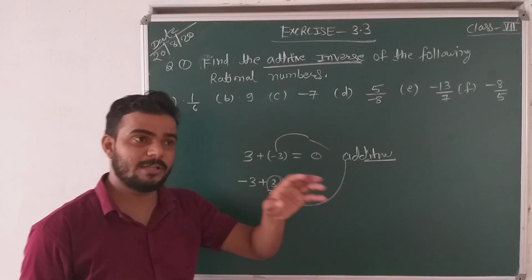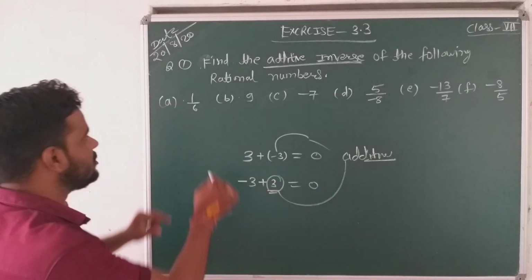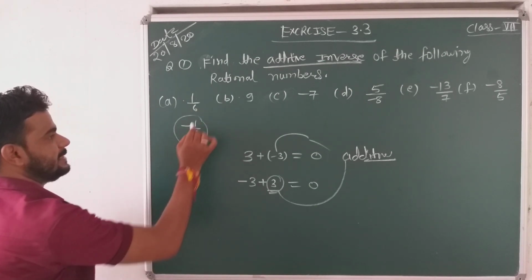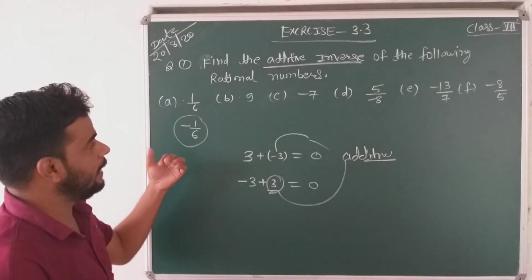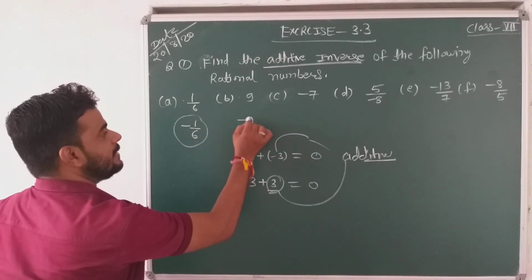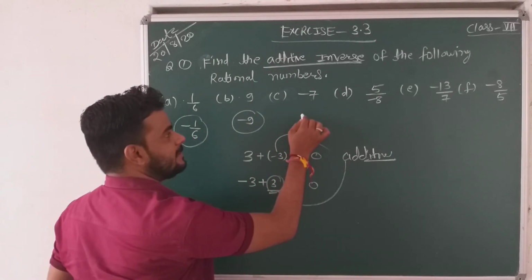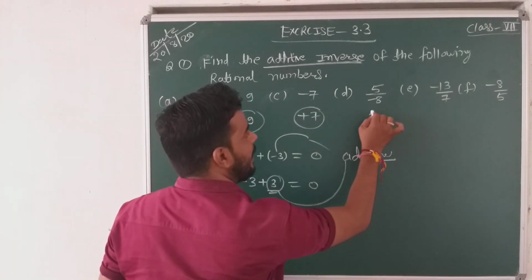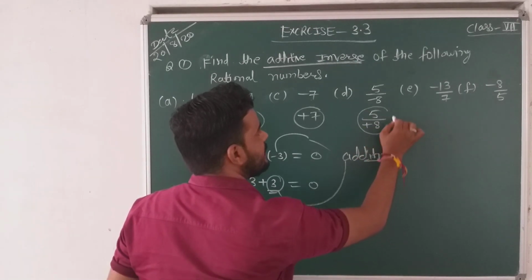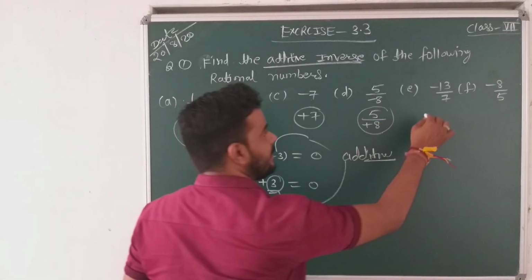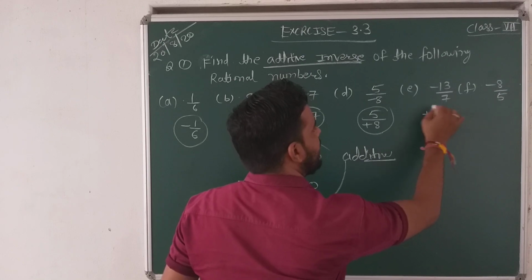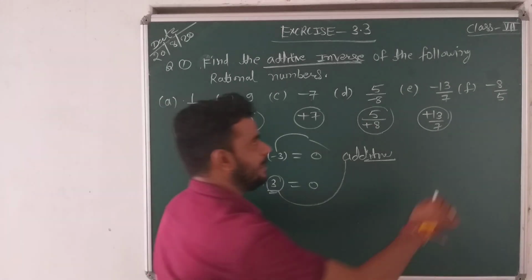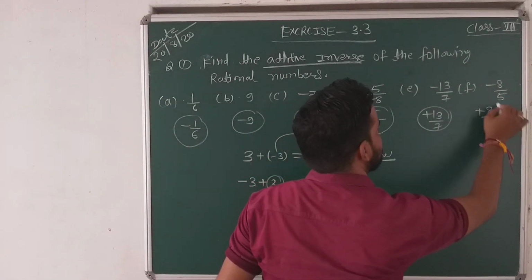Okay, so now see, what is the additive inverse of 1 by 6? The additive inverse of 1 by 6 is negative 1 by 6. Directly you can write the answer. What is the additive inverse of 9? Negative 9. Of negative 7? Positive 7. Of 5 by negative 8? 5 by positive 8. Of negative 13 by 7? Positive 13 by 7. And last, of negative 8 by 5? Positive 8 by 5. So this is your answer.